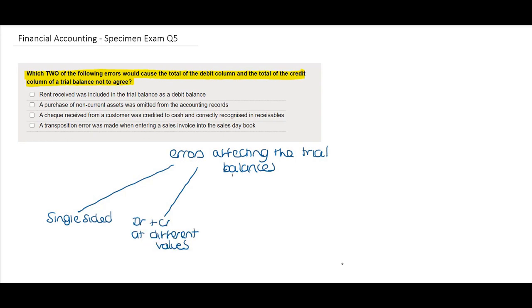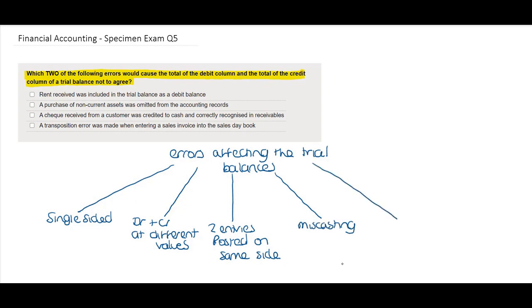We also have errors where two entries have been posted on the same side. So for example, we have two debit entries instead of a debit and a credit. There could also be errors as a result of miscasting. This could be in the ledger account or the trial balance. Another error could be where the opening balance has not been brought down. Or there could be an extraction error. This is where the ledger balance has been transferred incorrectly to the trial balance, either that the number is wrong or it's been put on the wrong side.